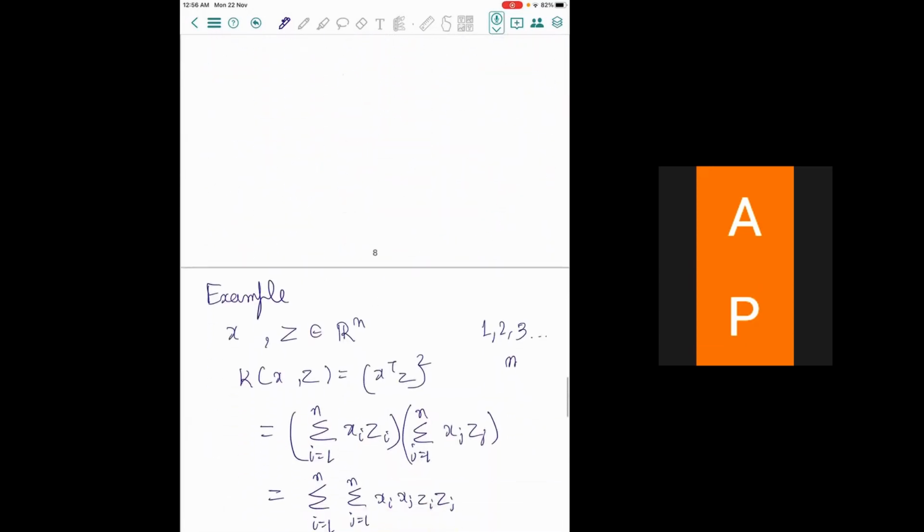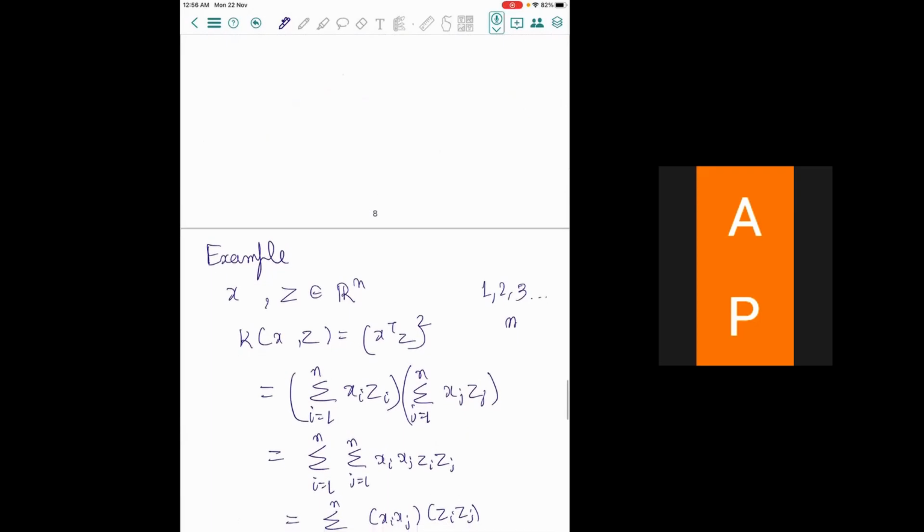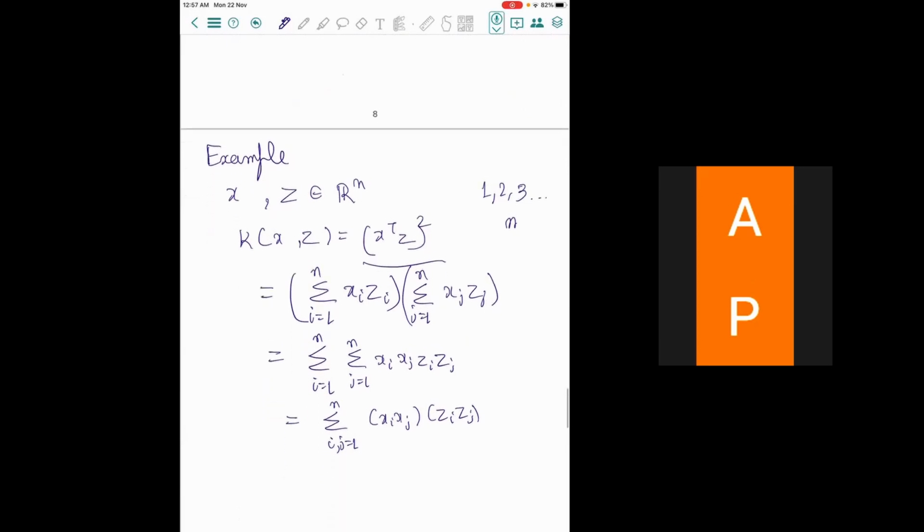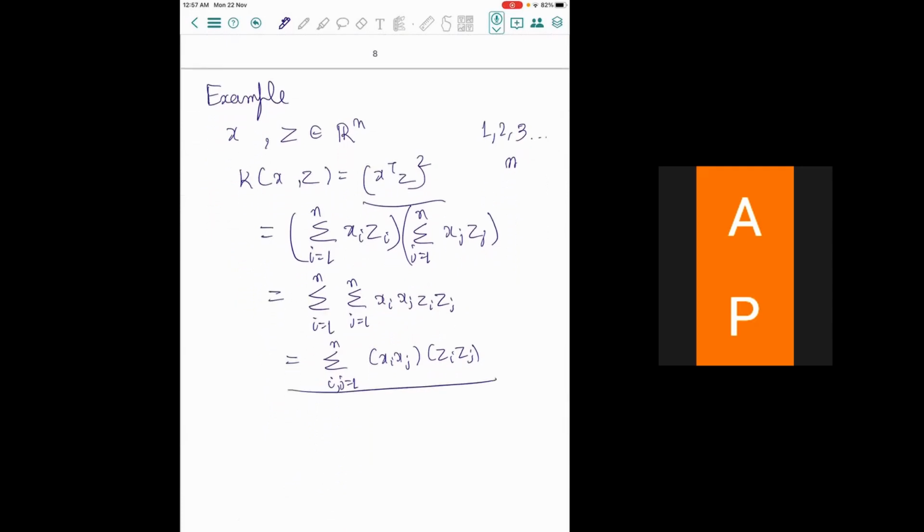For example, let's say x and z are n-tuples, and we define a kernel k of x, z equal to (x transpose z) whole squared. So here we have the sum running from 1, 2, 3, 4 to n. We open up this x transpose z. What we get is xi zi, and since it's squared, we also multiply it by xj zj. So this takes this form at the end.